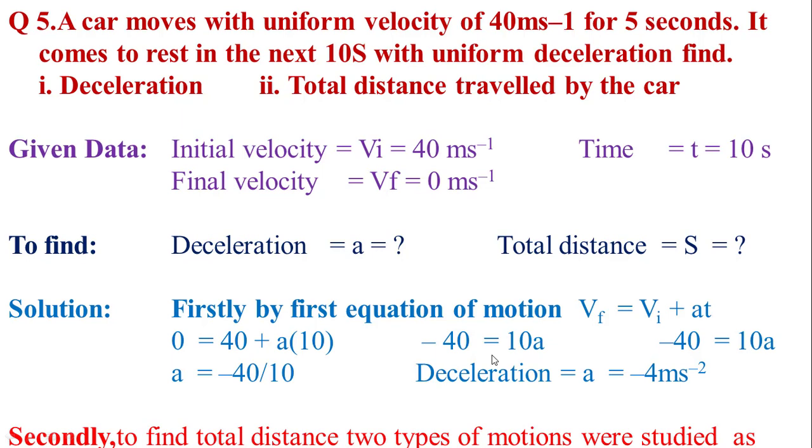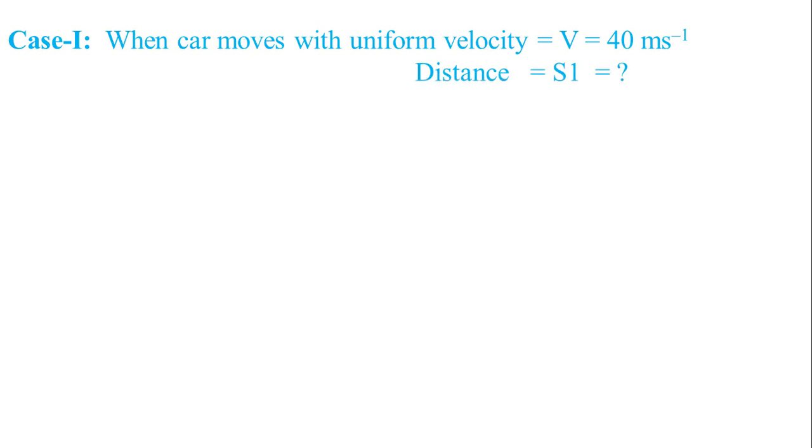Now, secondly, we find the total distance. We use two types of motion. First of all, we solve case 1, when the car moves with uniform velocity v is equal to 40 meters per second, time t is equal to 5 seconds. Distance S1 is equal to vt, which is 40 multiplied by 5. Then distance S1 is equal to 200 meters.